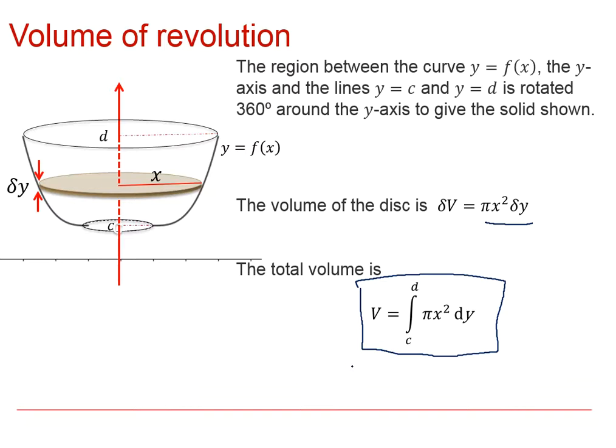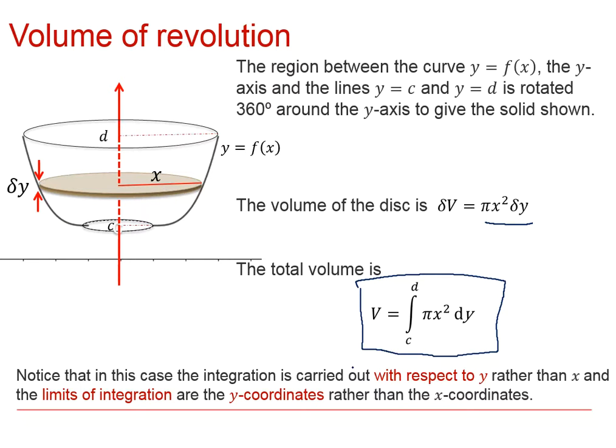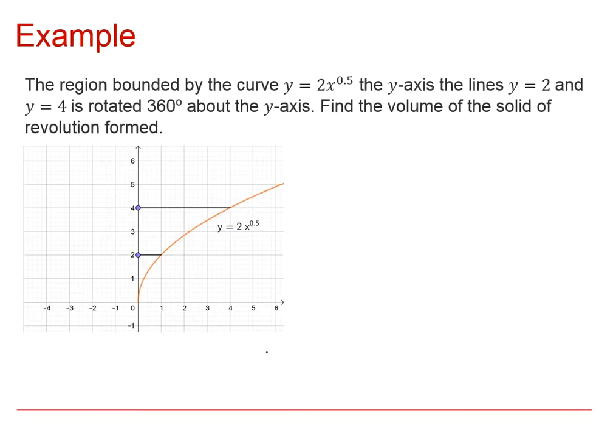So you can see it's very similar to when we do it around the x-axis. In this case, the difference is that we carry it out with respect to y, because we're rotating around the y-axis rather than x, and that the limits of the integration are the y-coordinates rather than the x-coordinates. These two things are very important, and that's where it's very easy to make mistakes. So make sure you're really clear which axis you're rotating around, and therefore what you need to integrate with respect to and which coordinates you need to use.